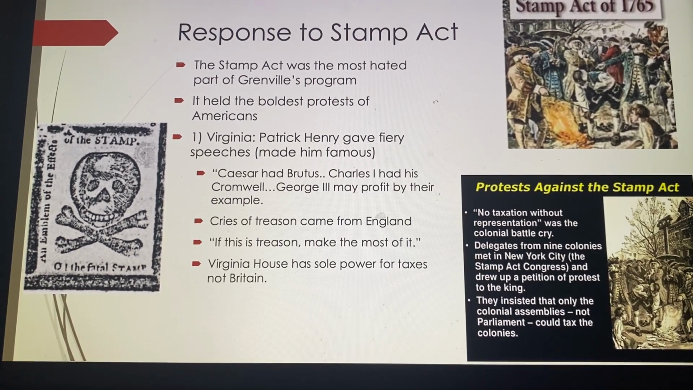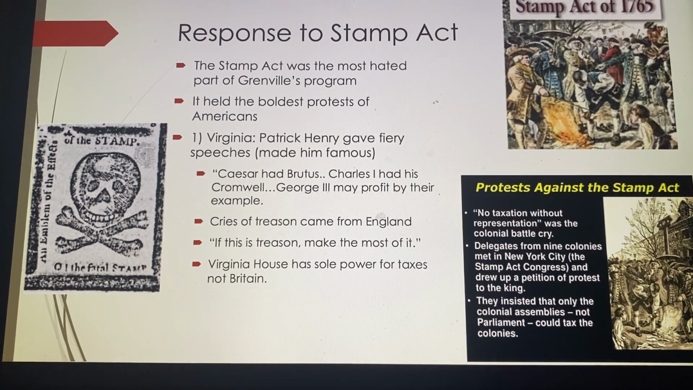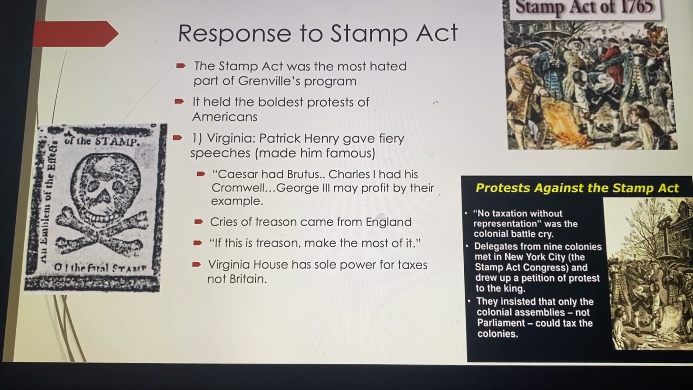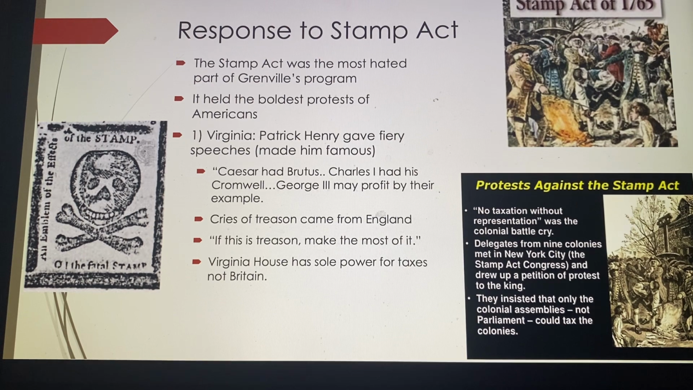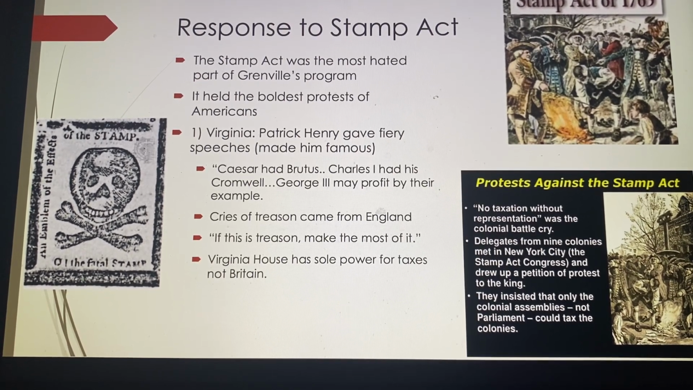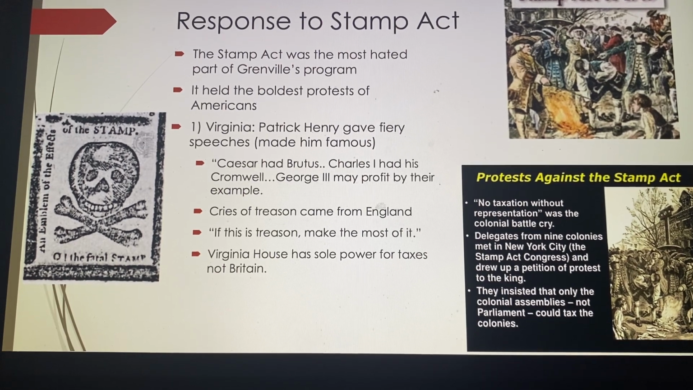And basically, he said these things. He said, Caesar had Brutus, Charles I had Cromwell, George III may profit by their example. He was saying, okay, there's going to be problems.